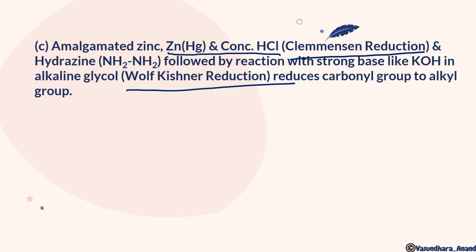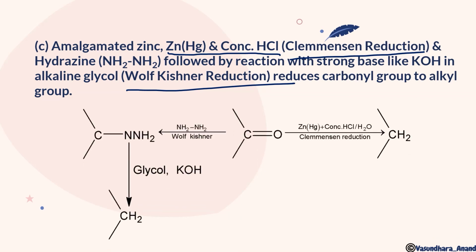Clear? So in both reductions, the CO group undergoes complete reduction and forms an alkyl group directly. Like we can see, this is NNH2, how is it formed? Here it is a double bond. When hydrazine reacts with this, as we have done before, H2 and this oxygen will go out as water and it will form hydrazone. When this hydrazone reacts in the presence of ethylene glycol and KOH, this C=O group will be reduced to CH2, with N2 as the side product.